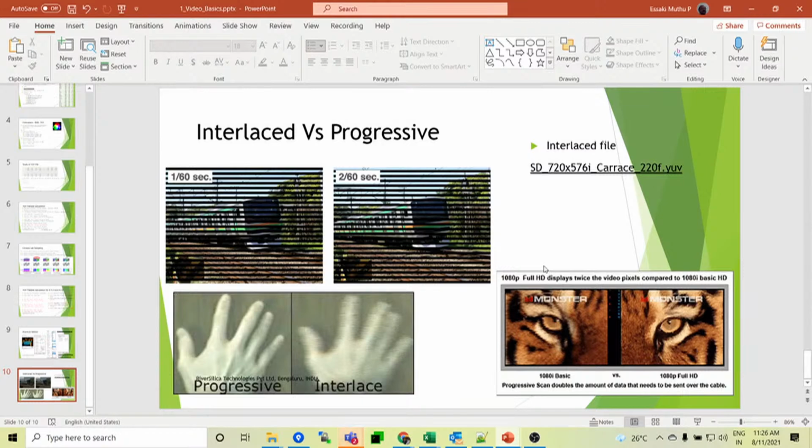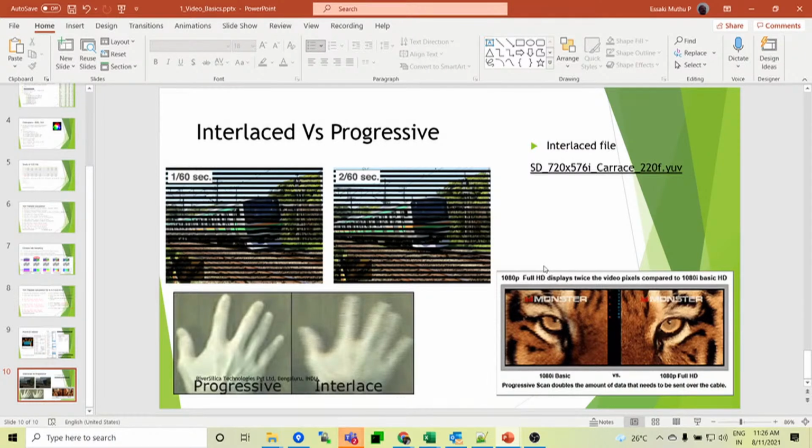Change the channels. Some channels will have the combing artifact. You can see the combing artifact. Make a note of which channel has got a combing artifact. Please make a note of it. Then you change the channel. In some channels you will not see combing artifact. That channel may be progressive.